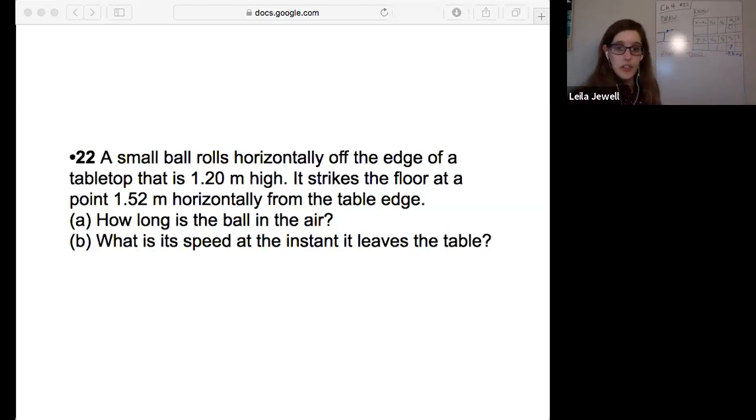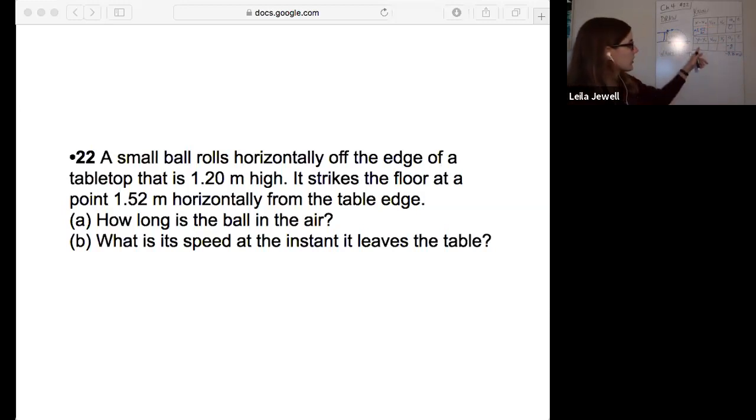Now, there are also some other numbers given to us in the problem. It mentioned the tabletop is 1.2 meters high and strikes the floor at a point that's 1.52 meters horizontally from the table edge. So you could fill that into the picture: 1.52 meters, tabletop, 1.20 meters. Now these are distances, so these are going to be related to our displacements, x minus x naught, final minus initial. If it starts at 0 and finishes at 1.52 meters, we can write this in as a positive 1.52 meters. It has moved in the positive direction.